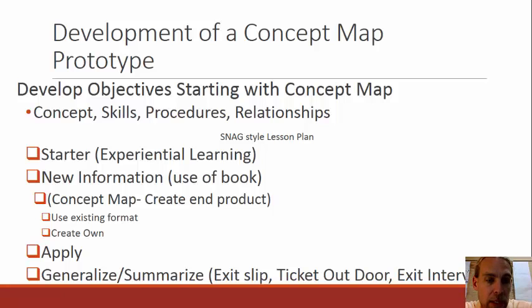Remember, the apply piece is definitely hypothetical. For the new information where you're using the book, you are creating the concept map. And so I want to see your concept map. So you have to create this electronically, or you can create it on a piece of paper and take a picture, either way. Last but not least, just give me a final generalization or summarizing activity.